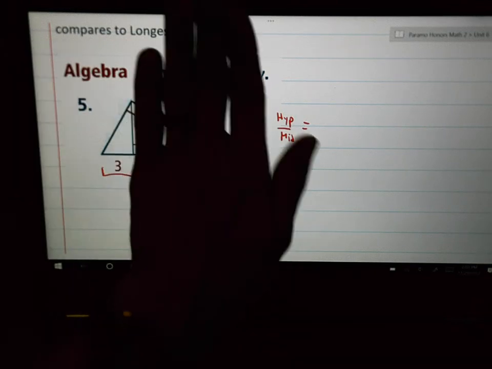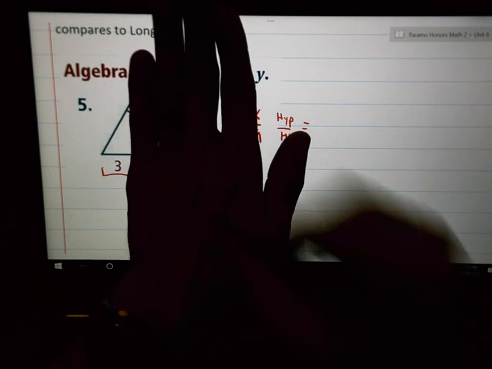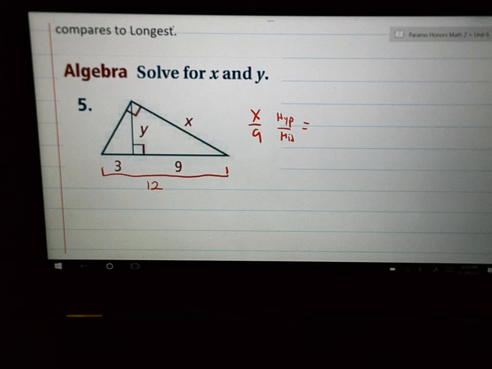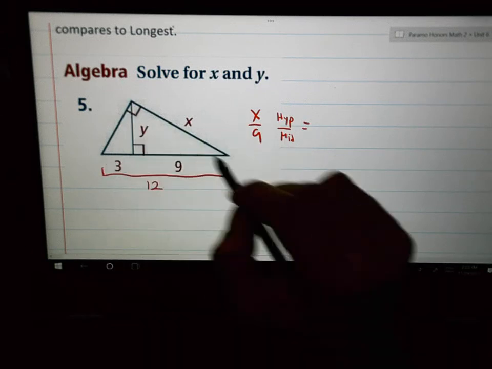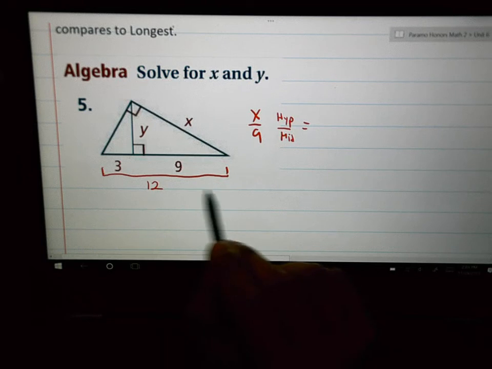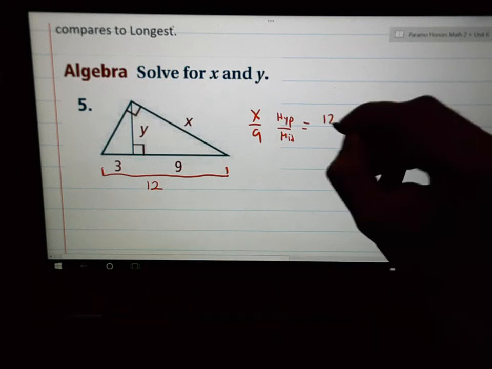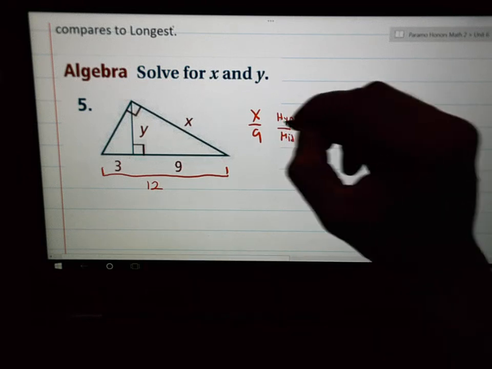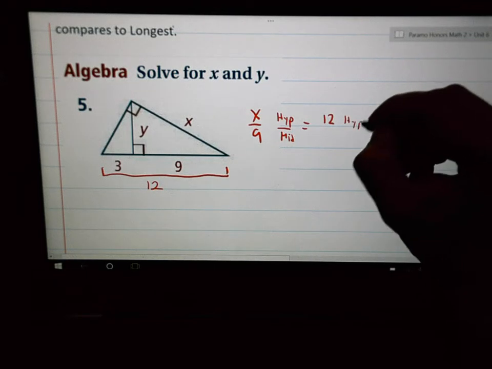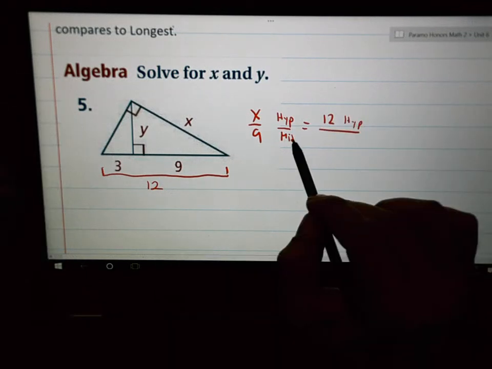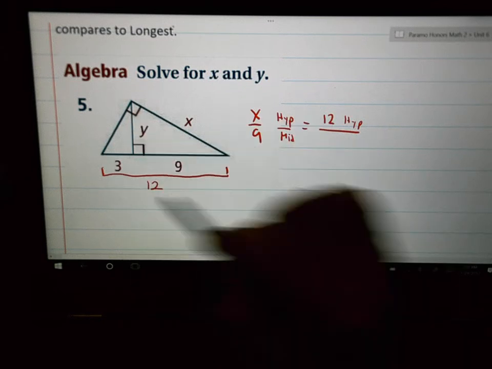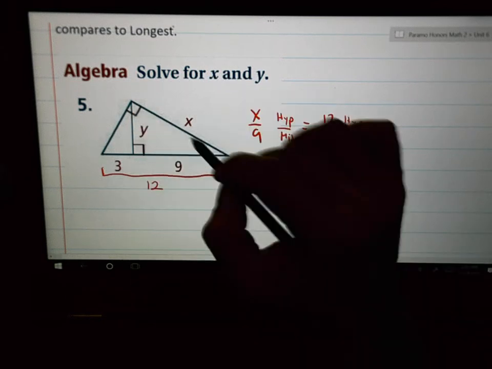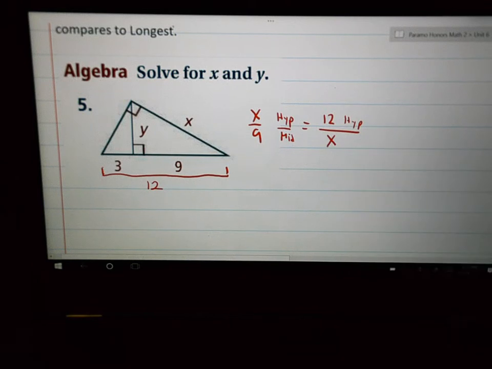Now let me look at the shortest one. Hypotenuse. Is the hypotenuse given of the smallest triangle? Nope. Can't use that one. What about the large hypotenuse of the biggest one? The hypotenuse of the biggest one, that is given to us. What is it? It's 12. They have to match. Hypotenuse on top, hypotenuse on top. 12 over, I need over, this 9 was the middle of the large triangle. Of the large triangle, the middle piece is x.